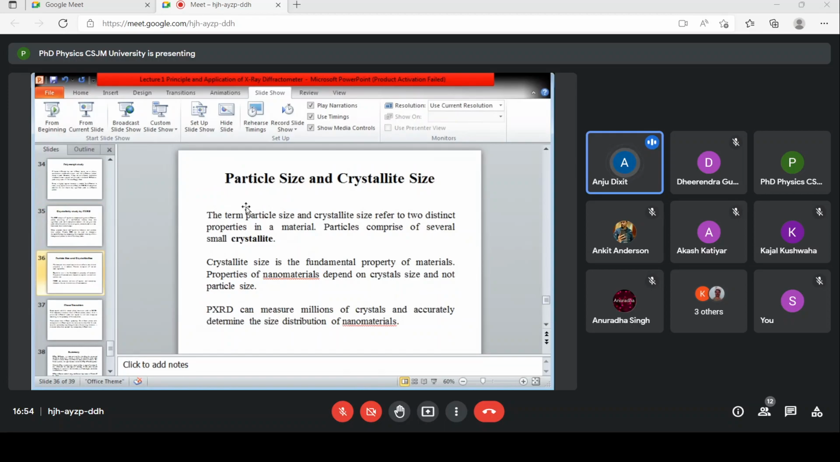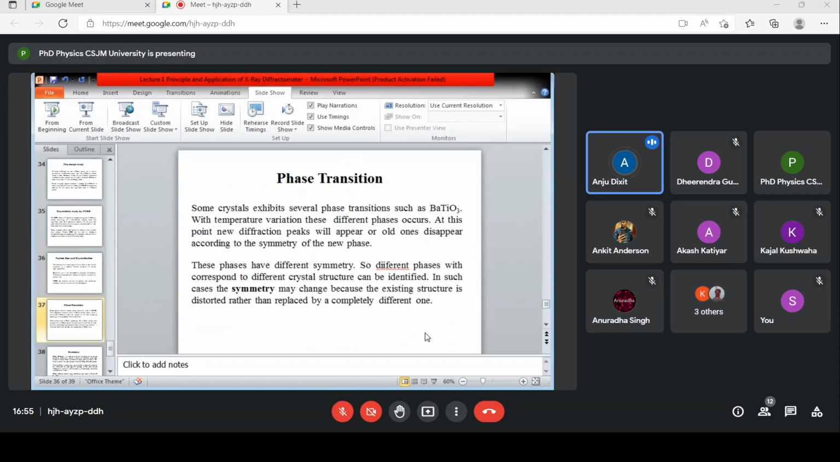Then the other thing which we can calculate with the help of this powder X-ray diffraction method is particle size and crystallite size. So there is a difference between particle size and crystallite size. The terms particle size and crystallite size refer to two distinct properties in a material. Particles comprise several small crystallites. So crystallite size is the fundamental property of the material. Properties of nanomaterials depend on the crystallite size and not the particle size. So PXRD can measure millions of crystals and accurately determine the size distribution of nanomaterials.